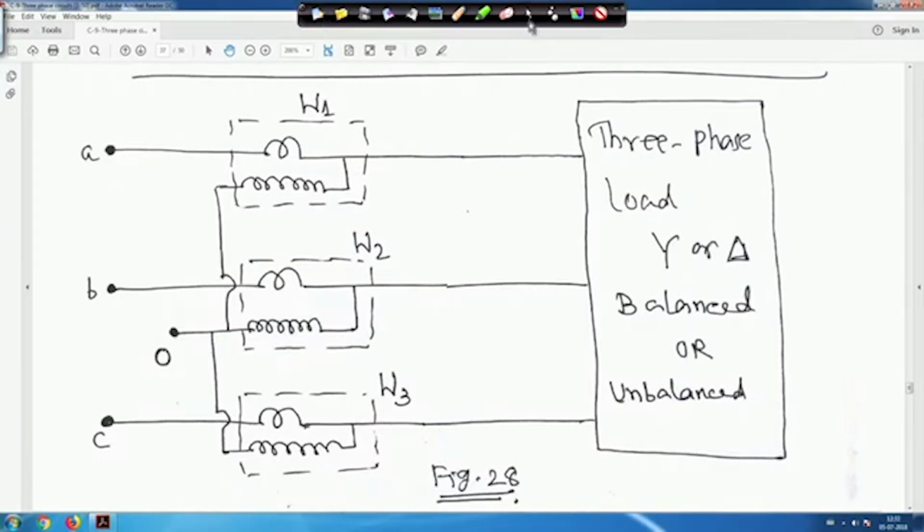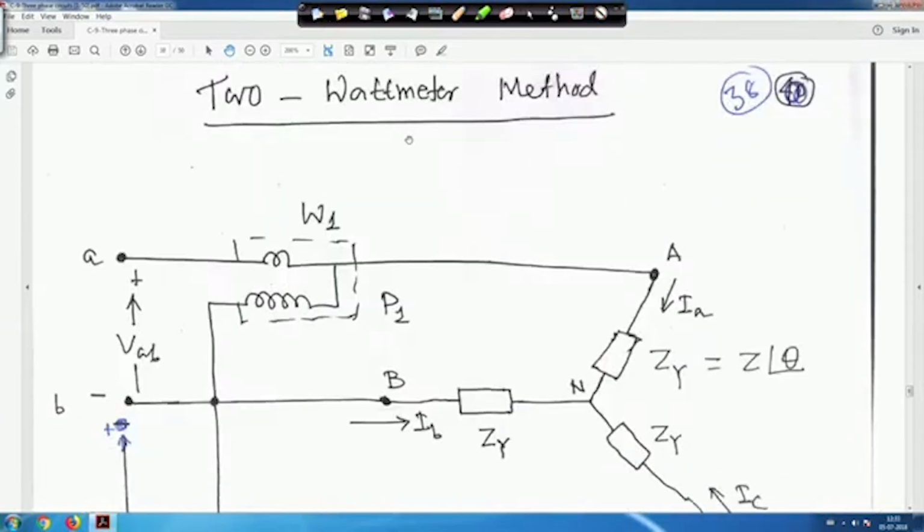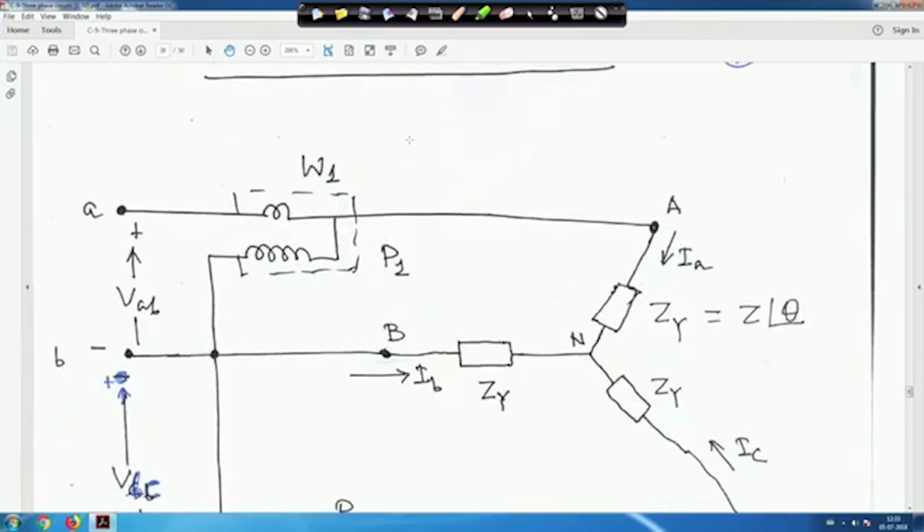So, whenever you go for the 2 wattmeter method, this is my wattmeter and it measures the power P1. The load is taken as a star with impedance Z angle theta. The current flowing through this is IA, in phase A, and the voltage measured is from here to here, so it will be VAB.